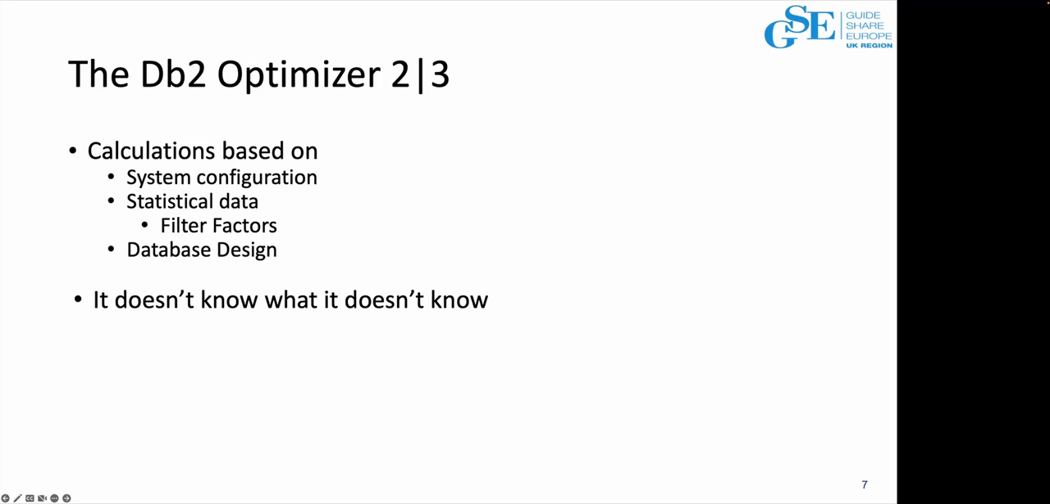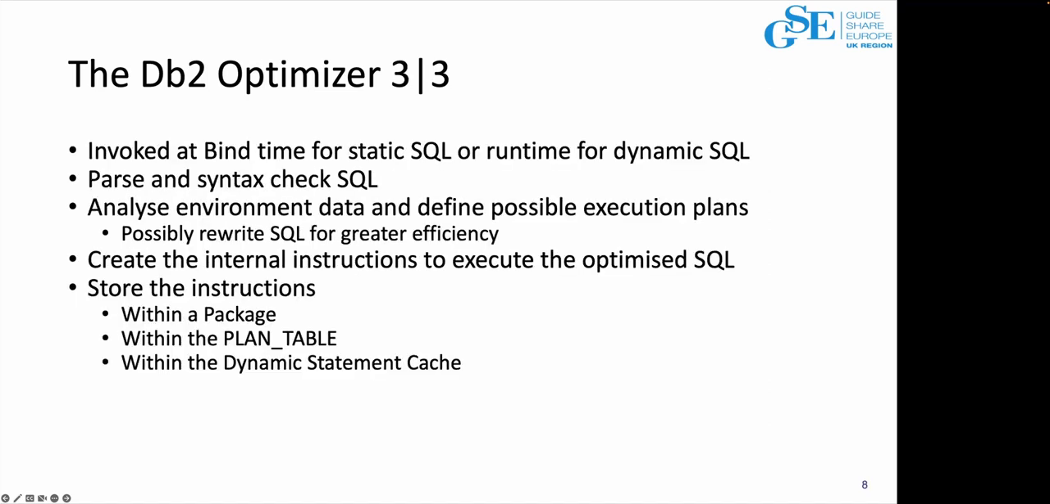The last point here, it doesn't know what it doesn't know. What I mean by this is that in the case of host variables or parameter markers, the optimizer can't know what the value is until the value is actually passed to it. And similarly, it may be having to work with objects that have insufficient statistics or out of date RUNSTATS, which don't reflect how the data is anymore. So it can only work with what it has available to it. I guess that's pretty obvious.